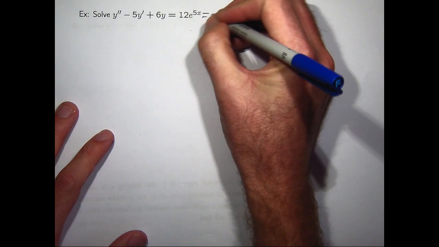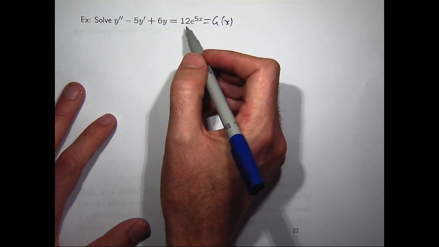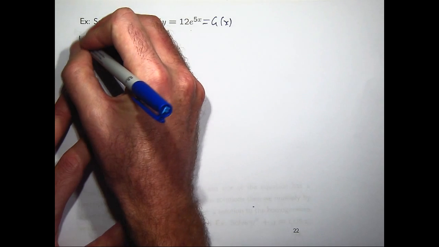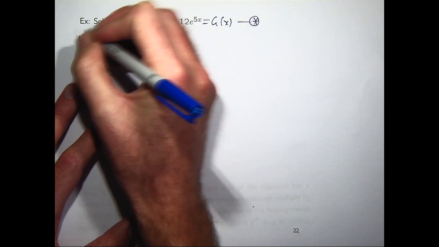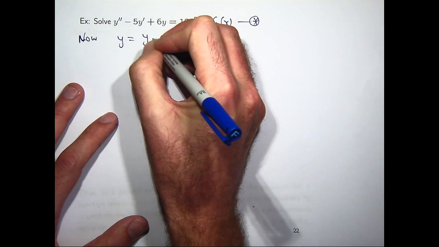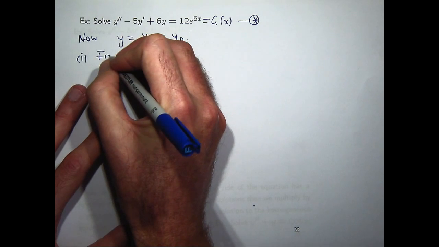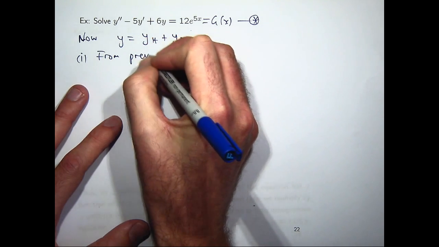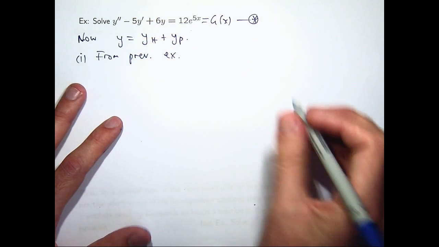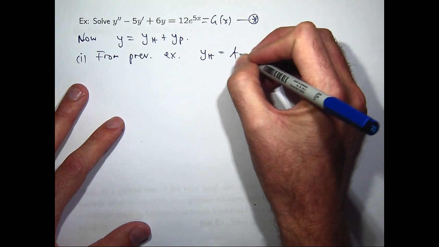Okay, so here, the form of my right-hand side has changed to an exponential function. So let's call that star. From the previous example, y sub h is just the following.